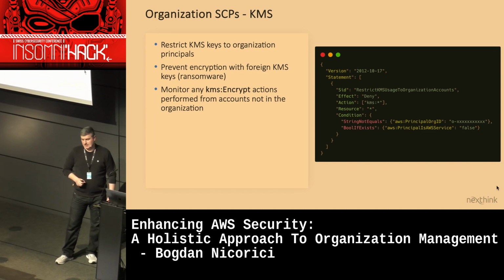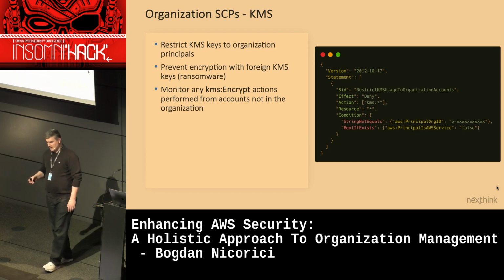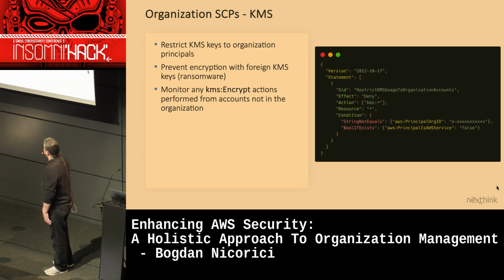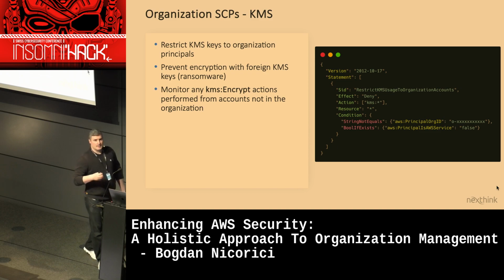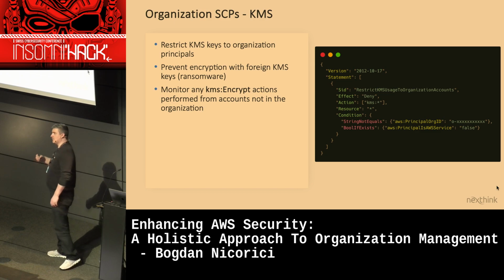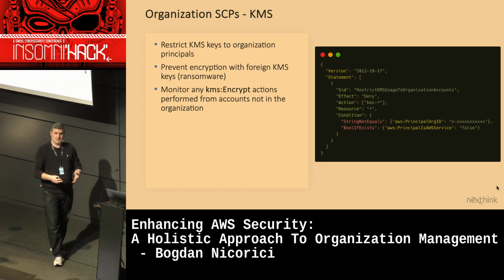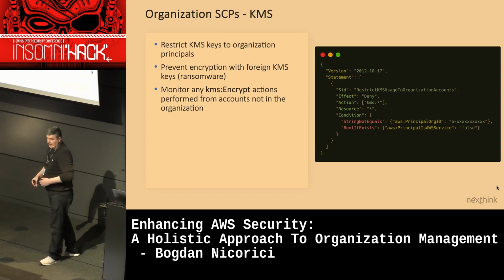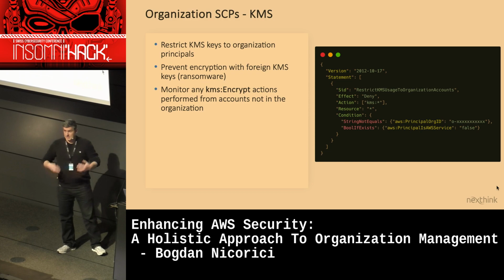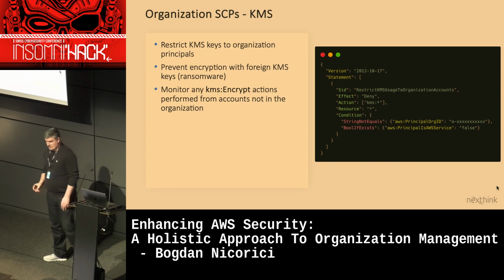KMS is the key system used by AWS to do encryption. One thing which is definitely worth doing is making sure that if someone encrypts something in your organization, that encryption is done with a key that you have access to and you have control over. Because you could be ransomwared by someone that at some point has access to your account. Let's say they manage to have a higher level of access. They start encrypting your data with a key that is their own. At that point, you've lost your data. If you don't have access to their key, you can't recover the data.